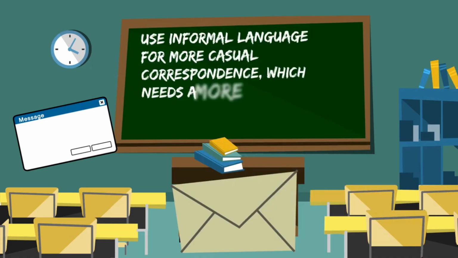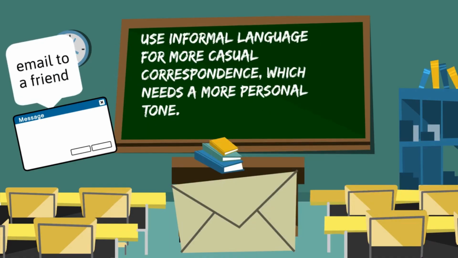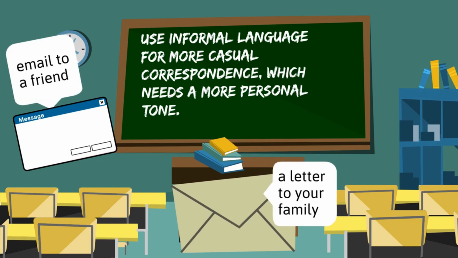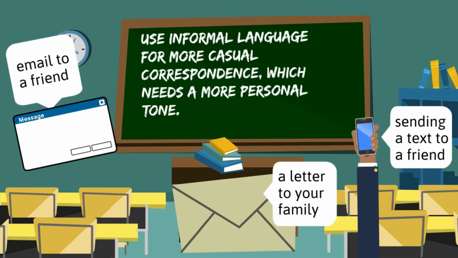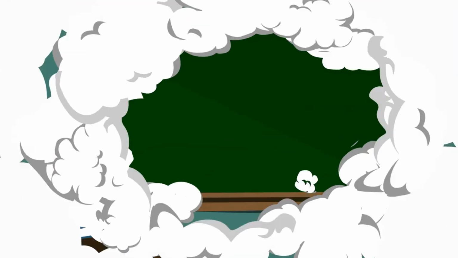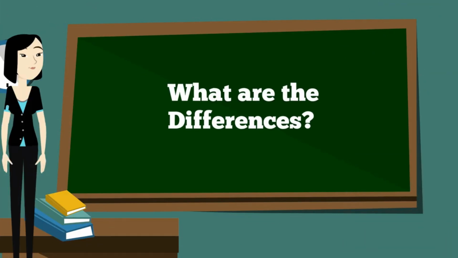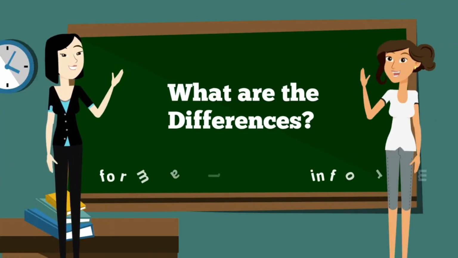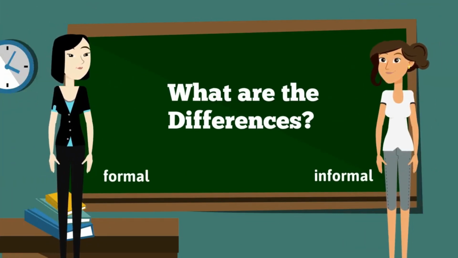Informal language sounds chatty and usually has a personal tone. It is used for things like emails to friends, letters to your family, or text messages because it's friendlier. Now let's look at some differences between formal and informal English. Look at the following letter and decide if it's formal or informal and why.